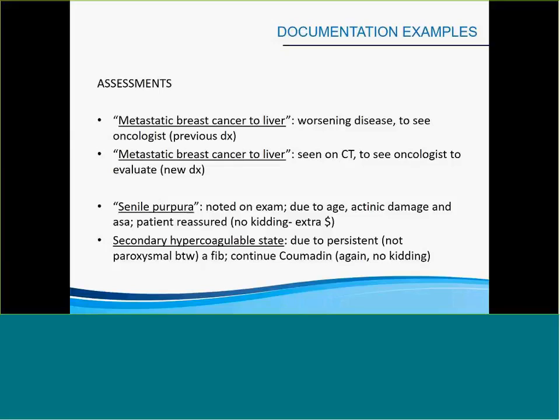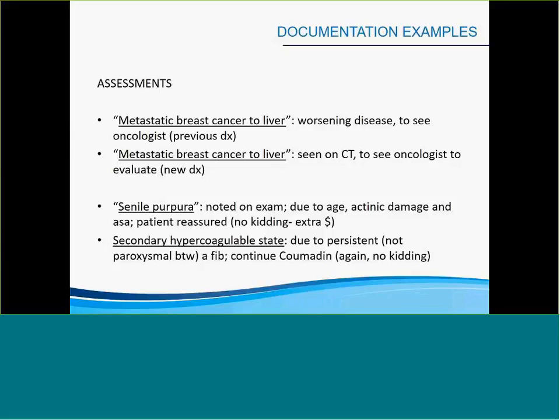Senile purpura. Never diagnosed this until 2016, maybe 2015. But people with senile purpura, according to Medicare, do have more complications and cost more over the years. They may take this one in the future, but it's really for now. Noted on examination due to age, actinic damage, and aspirin, patient reassured. Whatever it is, you document that, and Medicare will recognize this.